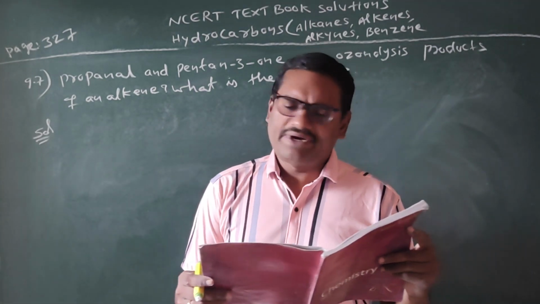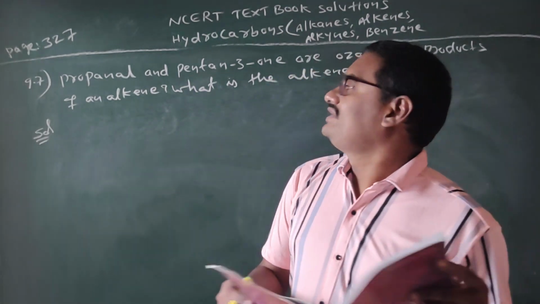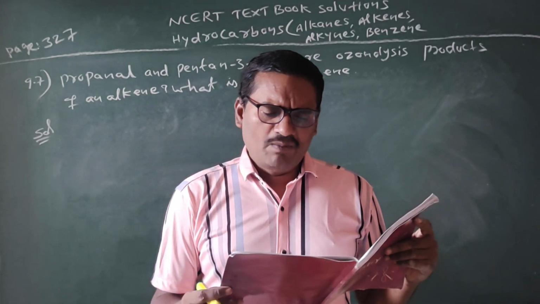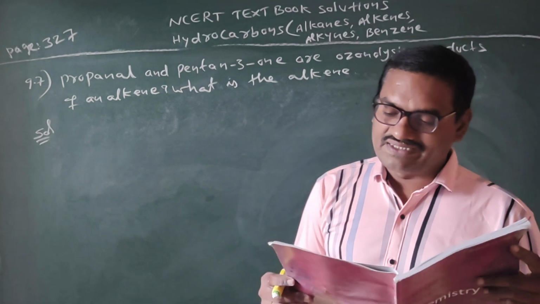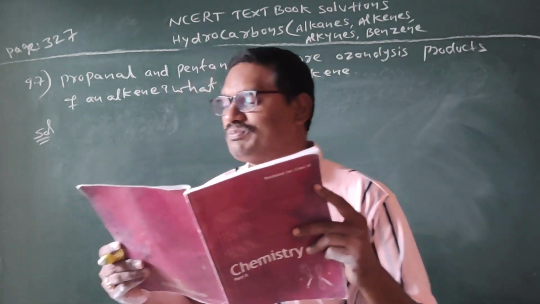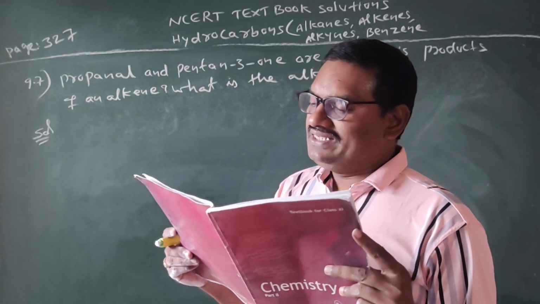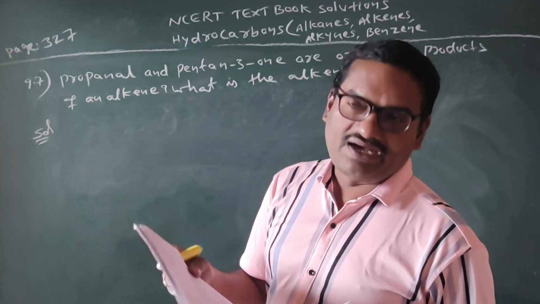Next, problem 9.7, page number 327. Propanal and pentan-3-one are the ozonolysis products of an alkene. What is the structural formula of the alkene?